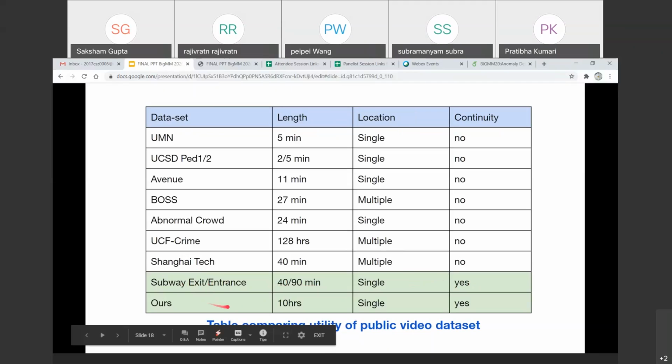Our data is a 10-hour-long dataset. It is recorded at the reception area of an educational institute. For labeling, we consider the interesting events from a surveillance perspective, and we hired some of the security guards posted there to label, and we take the collective view.